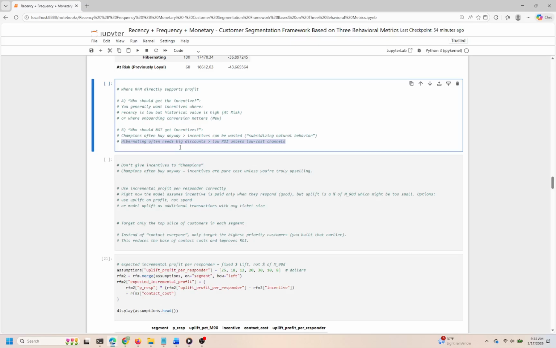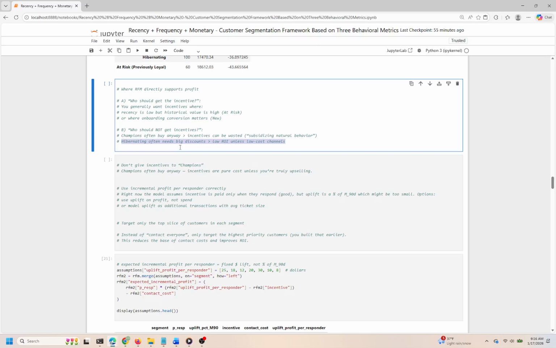Overall, this cell prompts us to consider the strategic placement of incentives within our customer segmentation framework. It encourages a nuanced understanding of customer behavior and the potential impacts of our marketing strategies. As we move forward to the next cell, we'll likely delve deeper into measuring the effectiveness of these approaches, assessing which incentives truly drive engagement and profitability.